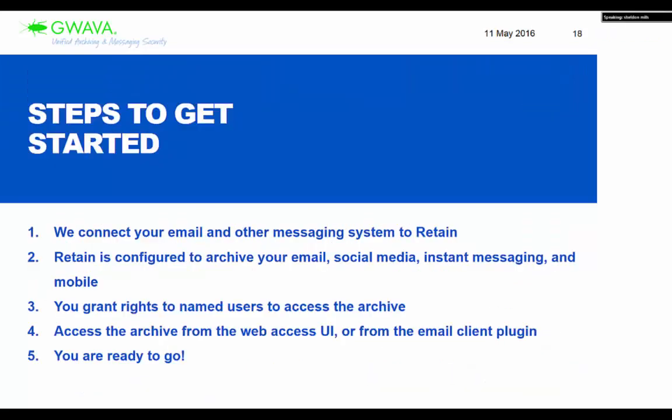Oh, I've got one here. It says, I want to know what the next steps would be for implementing cloud archiving. So here are some steps. It's really easy to get started with the cloud. Basically, we connect your email system and other messaging systems to retain. It's configured to archive email, social media, instant messaging, and mobile. You grant rights to named users. You access the web UI, and you're ready to go. So those are the steps to really get started.